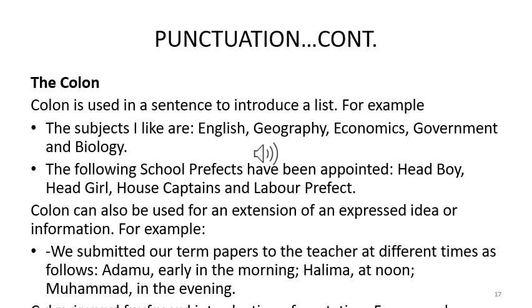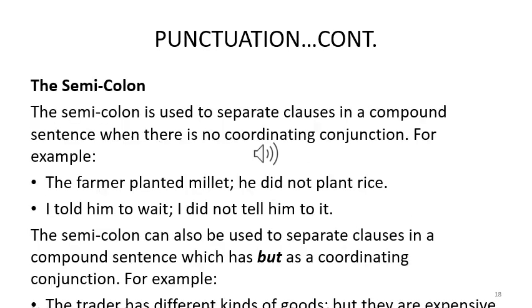Even for long quotations, before you begin the quotation, you may put a colon, and then you begin your long quotation. So these are the uses of the colon in writing. Slide number 18, the semicolon. The semicolon is used to separate clauses in a compound sentence when there is no coordinating conjunction. That is to say, you can use the semicolon instead of a coordinating conjunction.